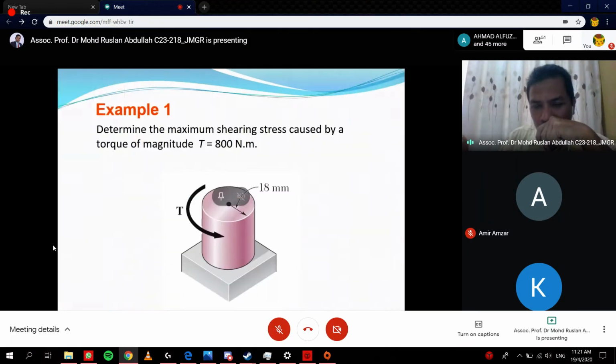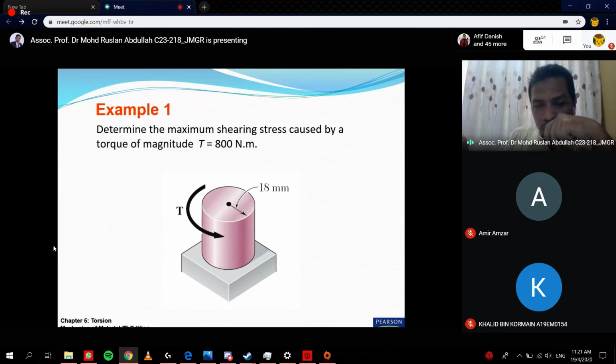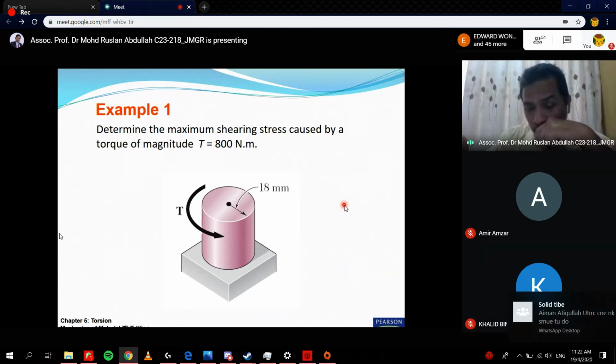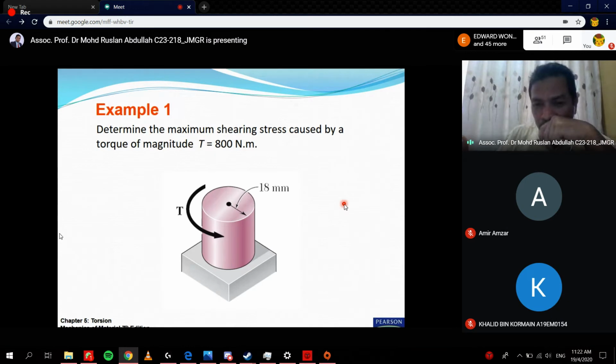So this is how we do it, and then we go to example number 1 from last week. In this case, we want to determine the maximum shear stress. As I mentioned before, when we want to determine the shear stress, we can simplify our formula instead of using the general formula. The general formula is equal to TR over J.